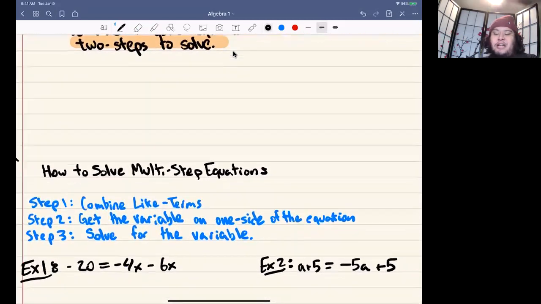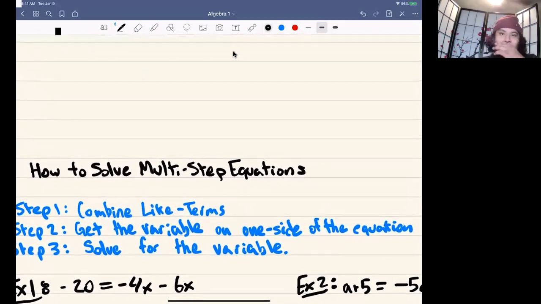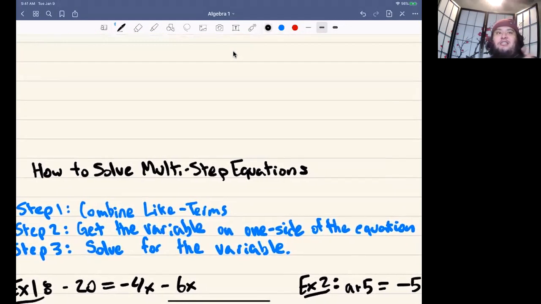So if you look over here, I have this little step-by-step solution. Now these will not always apply, but this is generally the way you want to do it. Step one in how to solve multiple step equations: you're gonna combine like terms. If there's any like terms, you're gonna combine them. Step two, if you have the variable on both sides of the equation, you want to get the variable on one side, and then we solve for the variable. And that's step three, solve for the variable.